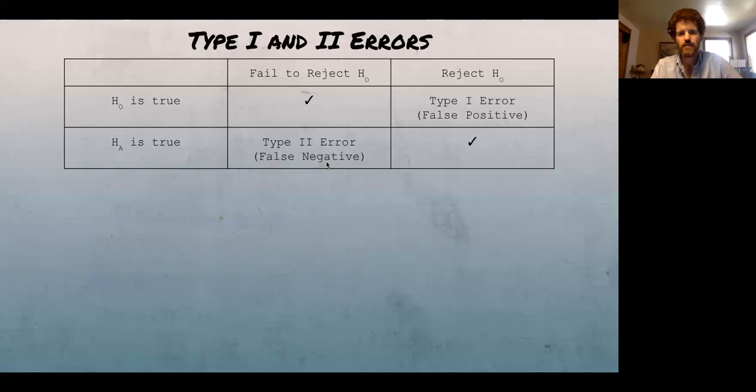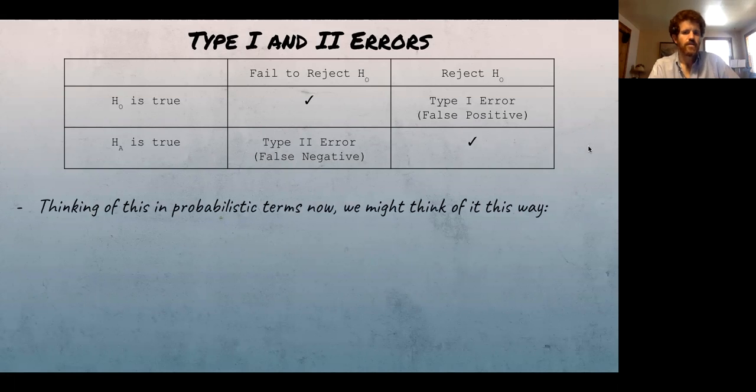So the false positive and false negative language will come into play. Type 1 is false positive, type 2 is false negative. What we mean when we say it's false negative is that we don't reject the null. So we are negatively reacting to the evidence. We are not going to reject the null. It's negative, but really we should have.